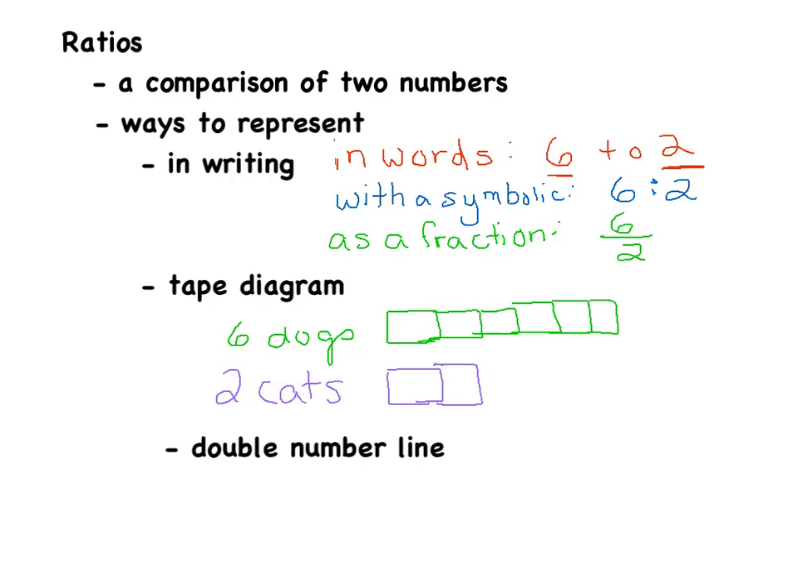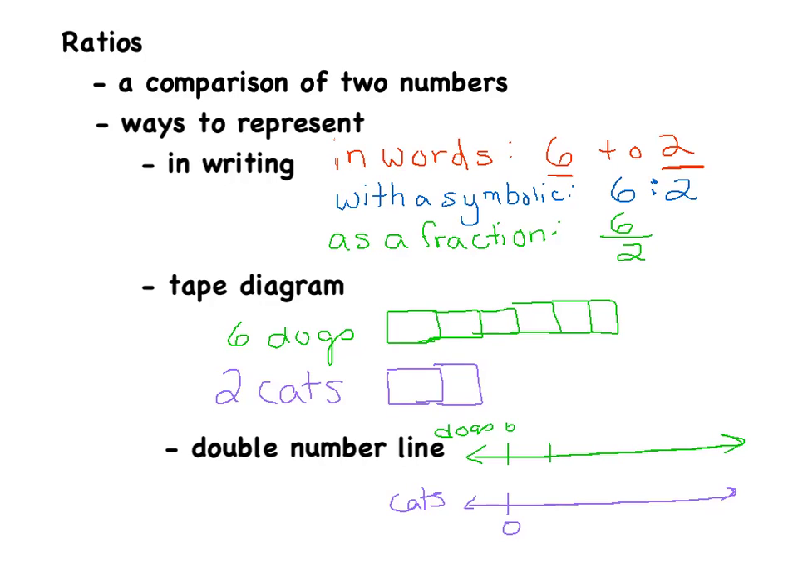Okay. The final way of representing a ratio is using a double number line. For this, we kind of take the same idea and say, okay, we're going to make one number line to represent the number of dogs, and we do one number line to represent the number of cats. Where there's 0 cats, there will also be 0 dogs. So our number line always starts at 0.